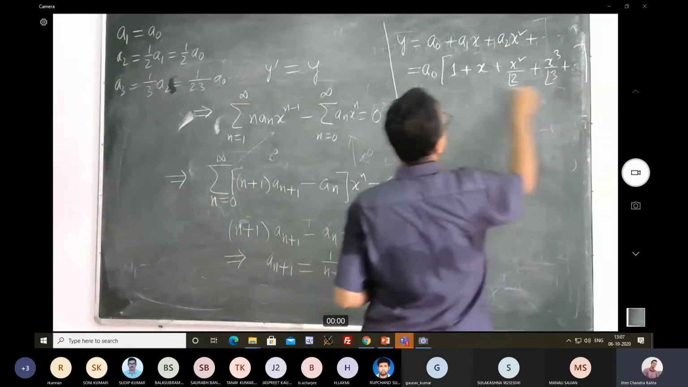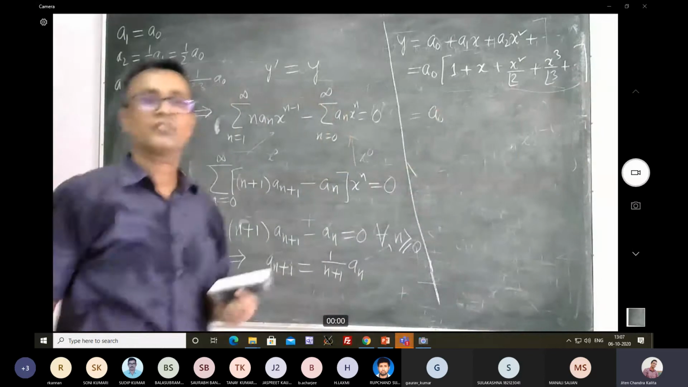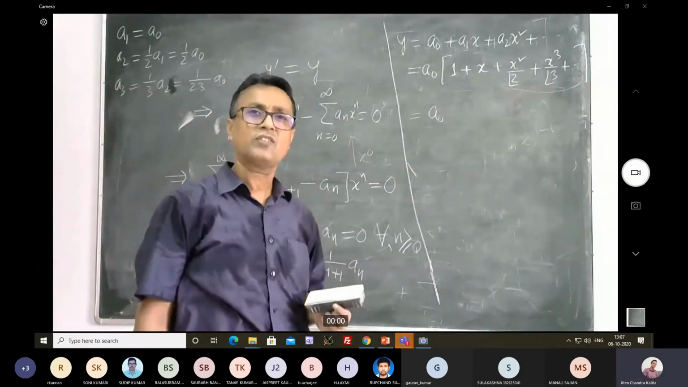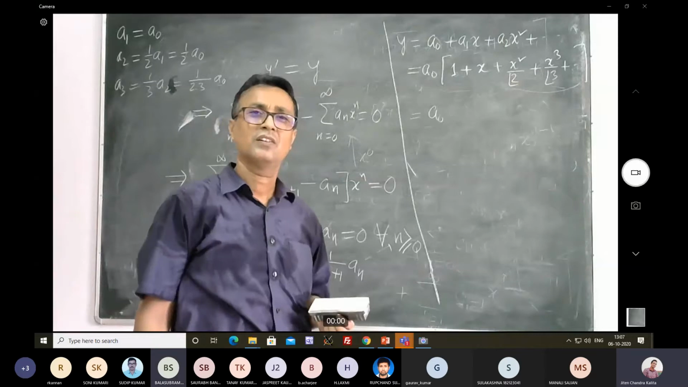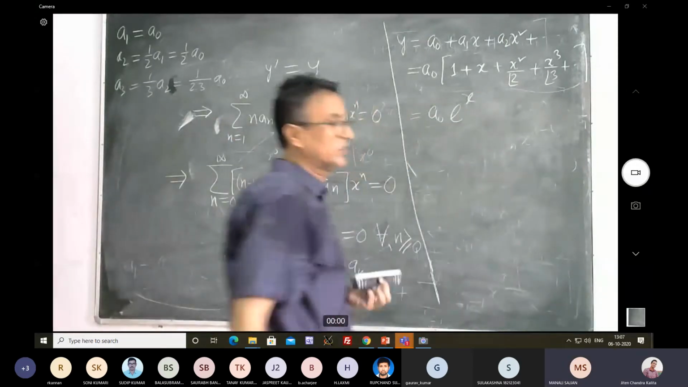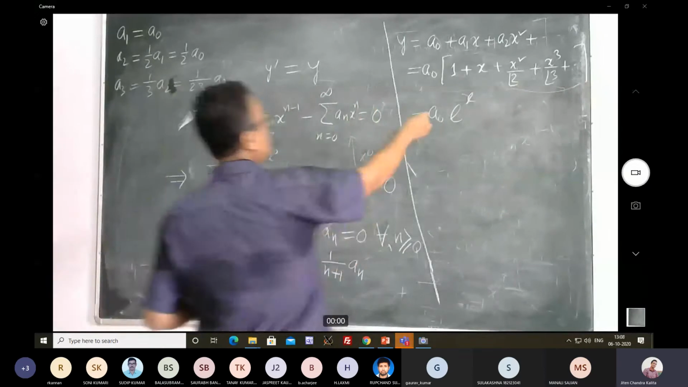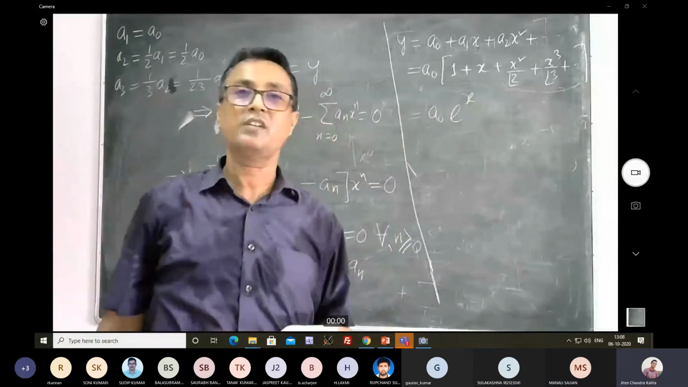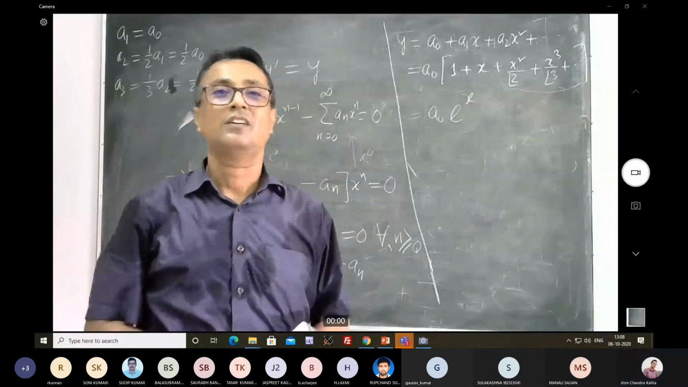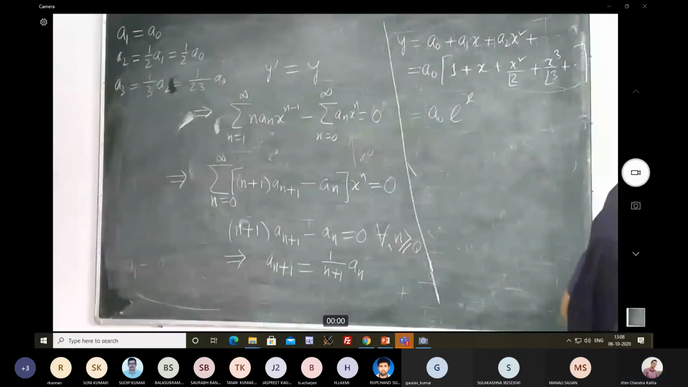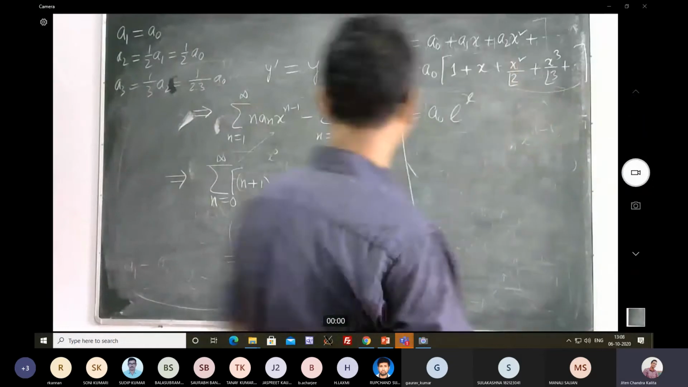So what is this? That series, do you recognize that series? E to the power x. Okay, so definitely you know that if you plug this in the differential equation, this is going to act as a solution, right? This is going to act as a solution.